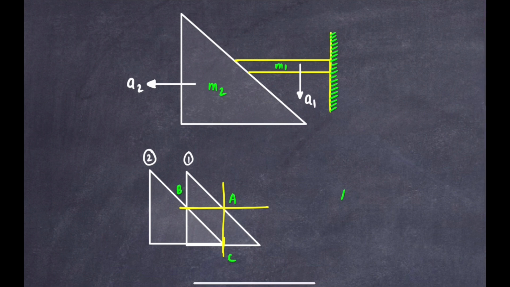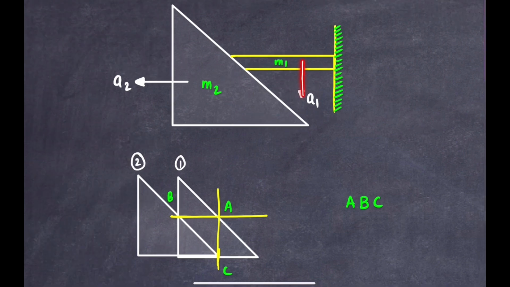Okay, so in the triangle ABC, you need to plot the accelerations. See, the block of mass m1 is going downward with an acceleration of a1. So which side of the triangle ABC will be plotted for mass m1? This side. As the block of mass m1 is going downward with an acceleration of a1, this will be plotted on the side AC, and the acceleration will be a1. So along the side AC we'll be plotting our acceleration a1.